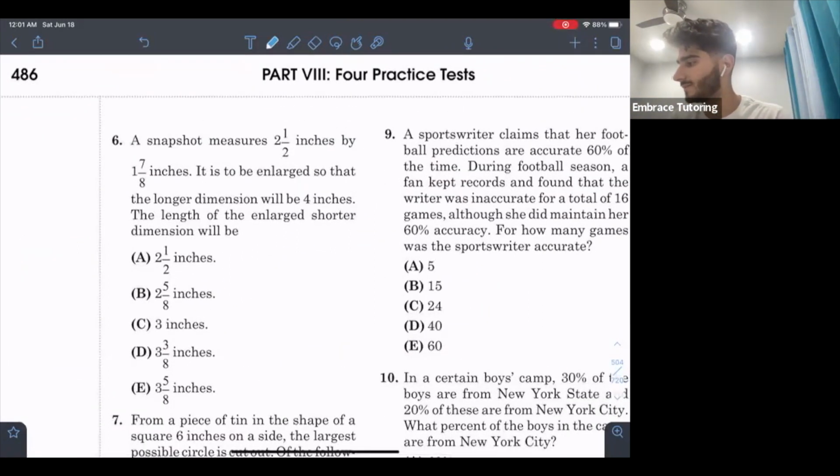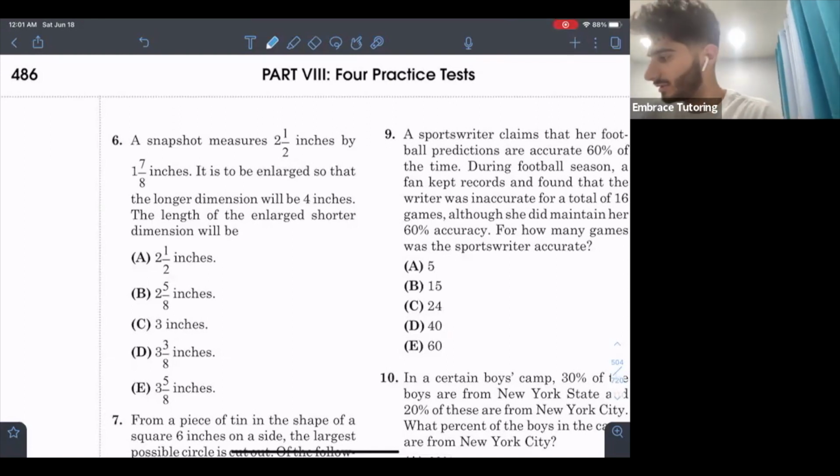Question 6. So you have a snapshot that measures 2.5 inches by 1.78 inches. It is enlarged so that the longer dimension will be 4 inches. The length of the enlarged shorter dimension will be, so we could do 5/2 x, which is right because 2.5 is equal to 5/2. So if you make an improper fraction, x is equal to 4 inches.